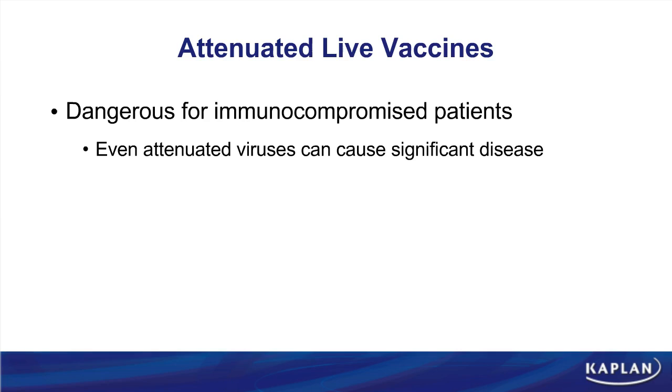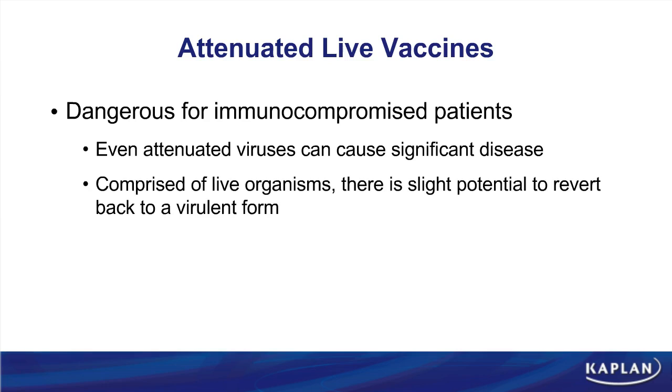Attenuated vaccines, we said, are live organisms. They're just weaker and incapable of causing disease. But with any live organism, there's always the slight chance or potential for it to revert back to a virulent form. And this is a really important point, and it's the precise reason why in the U.S. we no longer use the live polio vaccine.